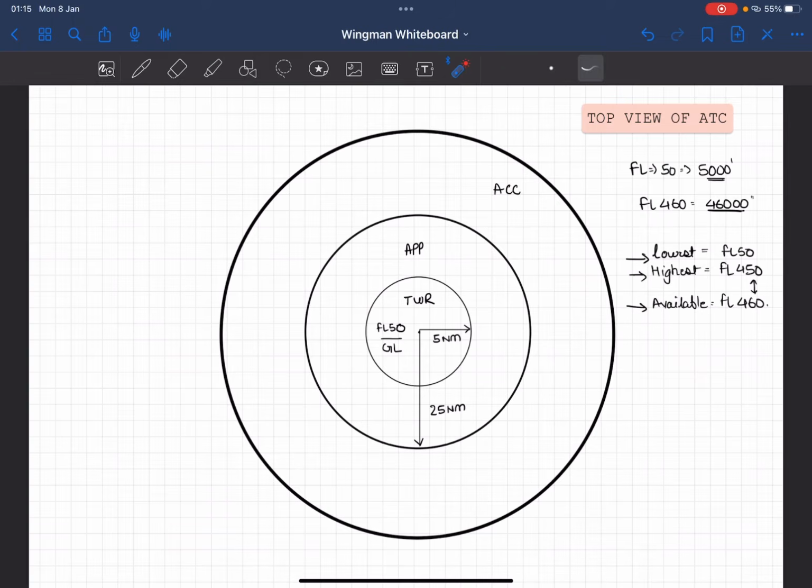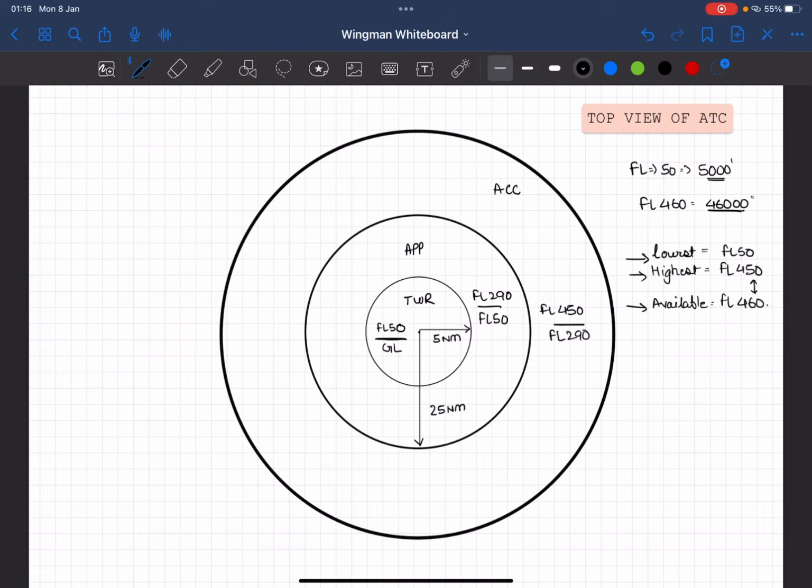Coming back to our limits again. Our tower limits were ground level to flight level 50, written as a dash with flight level 50 as the numerator and ground level as the denominator. Similarly, what were our approach boundaries? Flight level 50 all the way up to flight level 290. And area control took over from flight level 290 all the way till flight level 450.